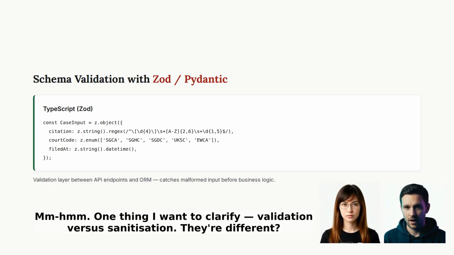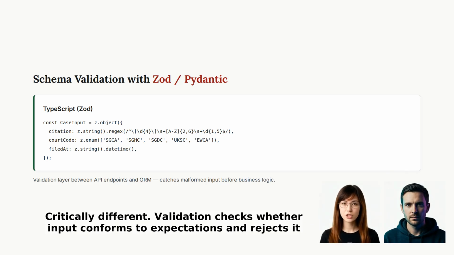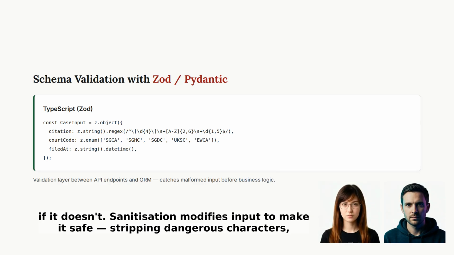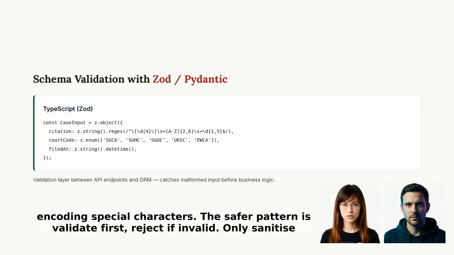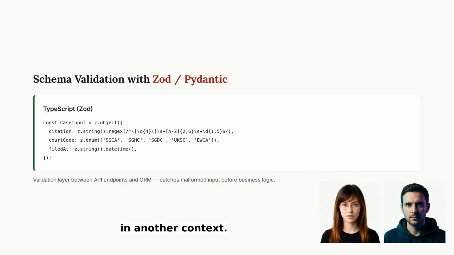One thing I want to clarify. Validation versus sanitization. They're different? Critically different. Validation checks whether input conforms to expectations and rejects it if it doesn't. Sanitization modifies input to make it safe, stripping dangerous characters and encoding special characters. The safer pattern is validate first, reject if invalid. Only sanitize when you have a legitimate business reason to accept input that contains characters meaningful in another context.